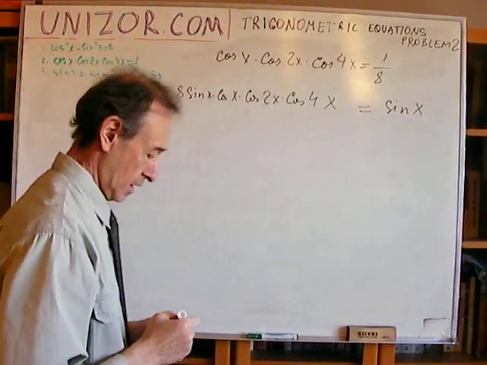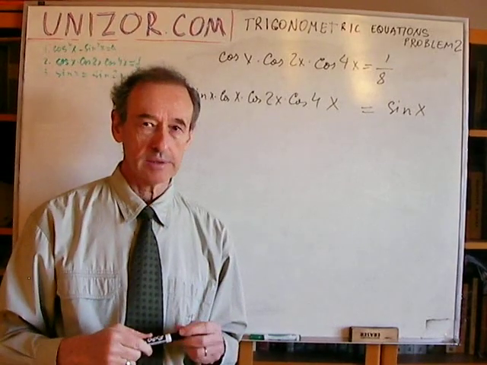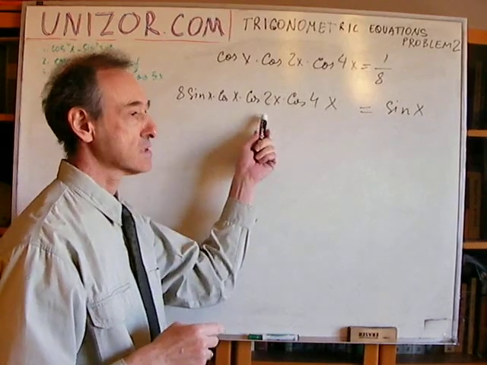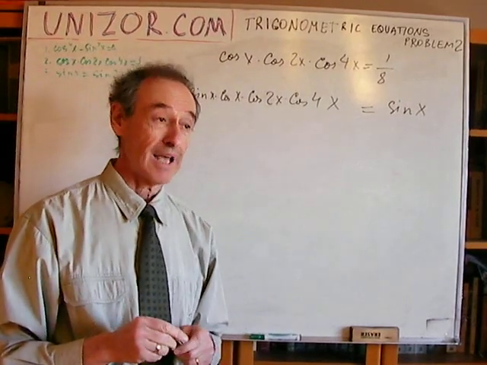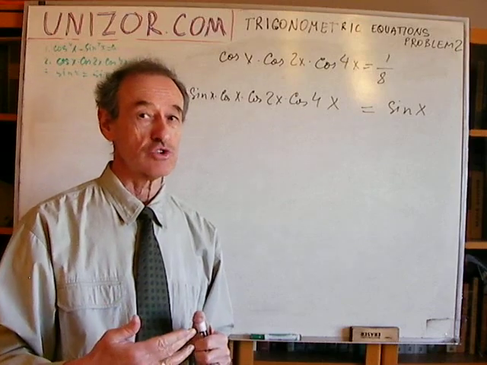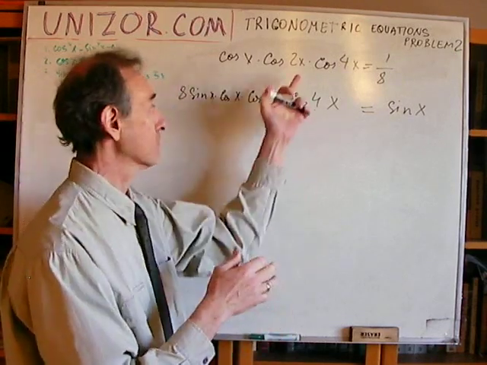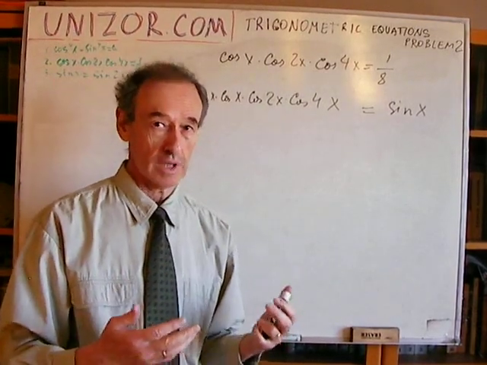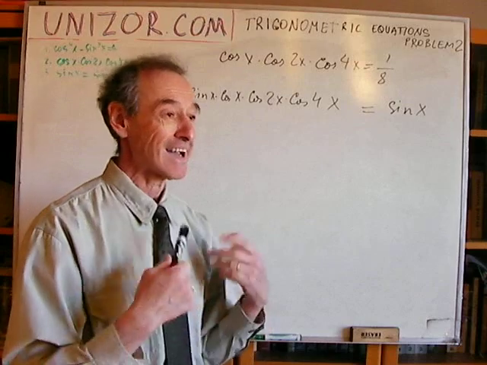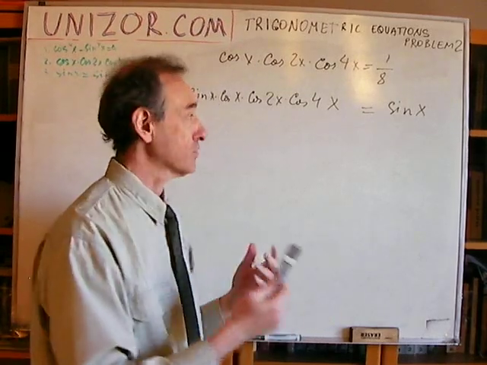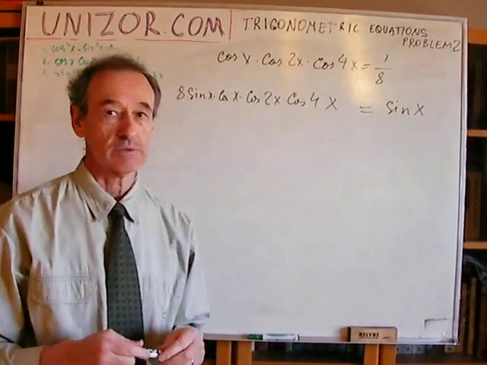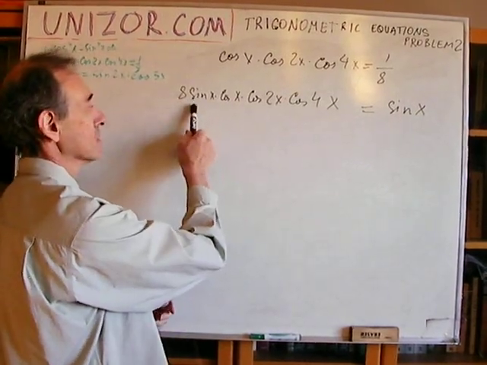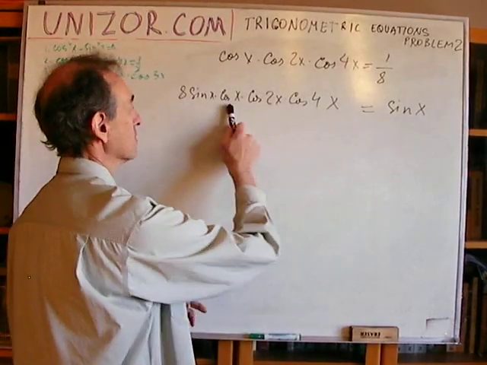Now, when I multiplied by sine x, what happens with solutions to this equation? I might actually add solutions which are not really the solutions of the original equation, because I'm multiplying by something which contains an unknown x. So, which extra solutions am I adding? Well, those where sine of x is equal to zero, right? Because if sine of x is equal to zero, it's a solution to this equation, obviously. It's zero here and zero there.